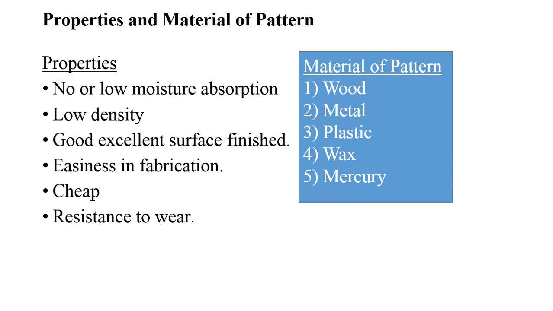So let us see plastic, another material. In plastic you will find out that it has no or low moisture absorption property. Then it has a low density which makes it easy to handle. It also has an excellent surface finish. Then it is easy to fabricate, and it is available at less cost.